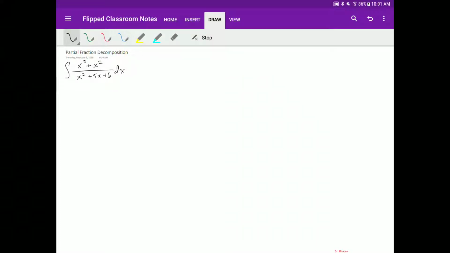So I'm going to go into how we can do partial fraction decomposition. If we have this integral, x cubed plus x squared over a polynomial x squared plus 5x plus 6 dx, we need to integrate that. Well, the first thing we're going to ask is, is this a simple integral? No, it's not a simple integral.